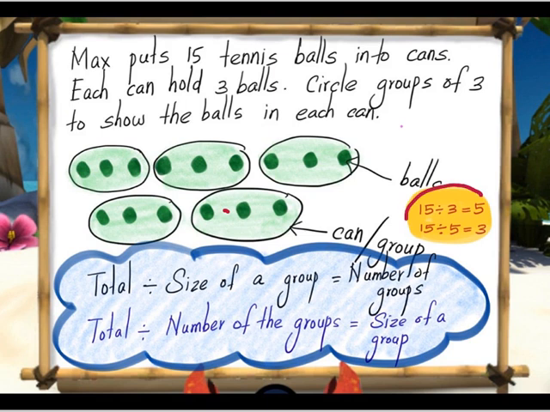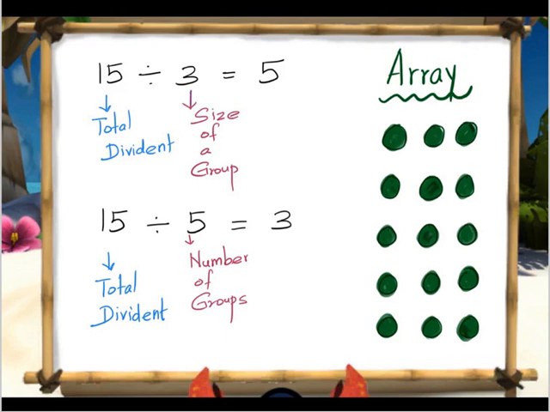We can make 2 division equations. The division equations are right here. 15 divided by 3 equals 5, or 15 divided by 5 equals 3. The total divided by the size of group equals the number of groups, or the total divided by the number of groups is equal to the size of a group.